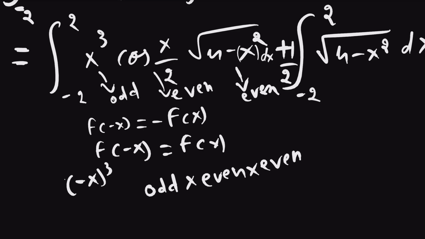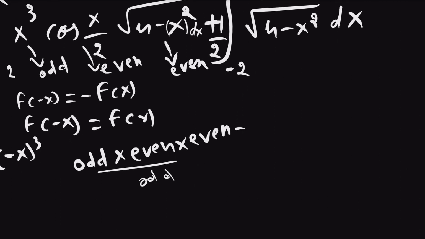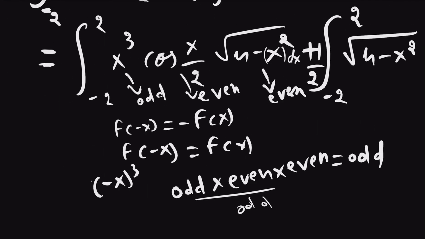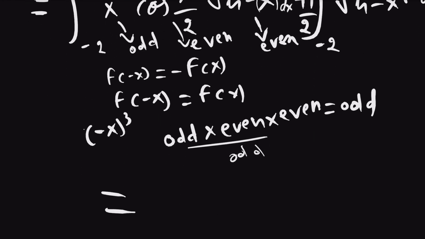And what does this give you? Well, odd times even will give you odd, and odd times even again will give you odd. So this results in an odd function. And since it's an odd function, we can say that this integral right here is going to be 0. So we have a big 0 right here.